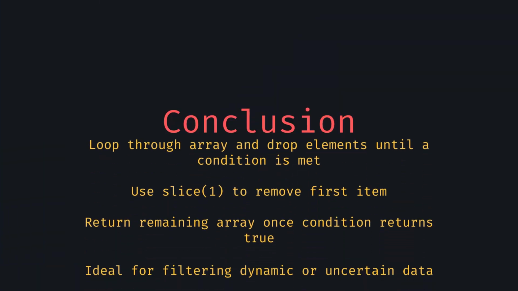This was a simple yet powerful method for pre-processing arrays. By combining loops and slicing, we can discard unneeded data until it is relevant. Try this on your next data filter function and see the results.